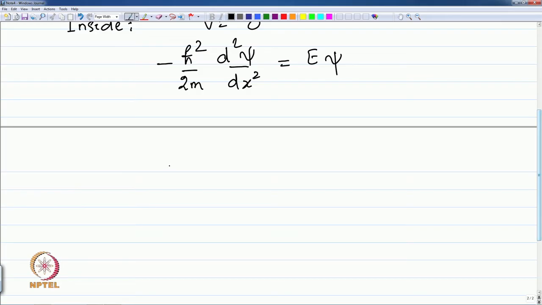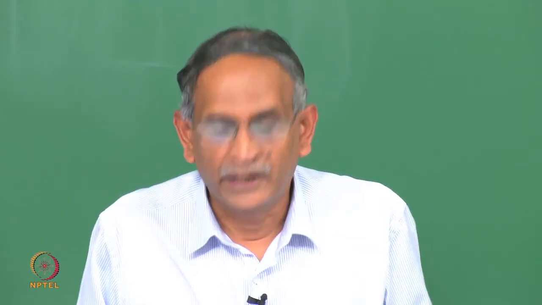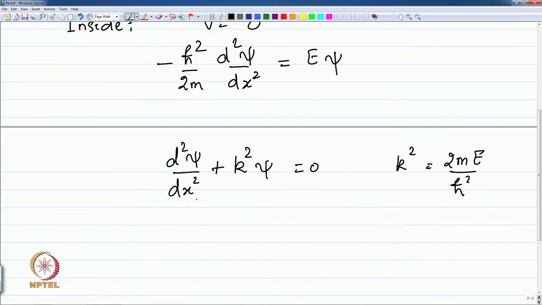We shall solve this in a very quick manner, namely d square psi by dx square plus a positive constant k squared psi is equal to 0, where k squared is 2mE by h bar square. This k square is positive obviously, and therefore what you have here is a simple differential equation of second order, and you know such solutions can be obtained from either trigonometric functions or the exponential with imaginary argument.